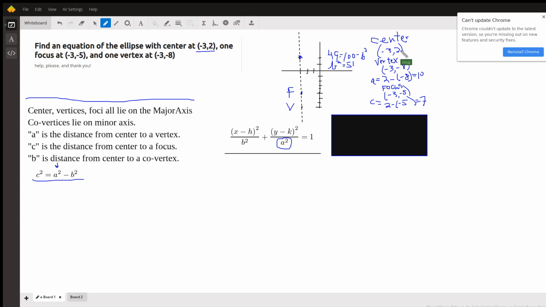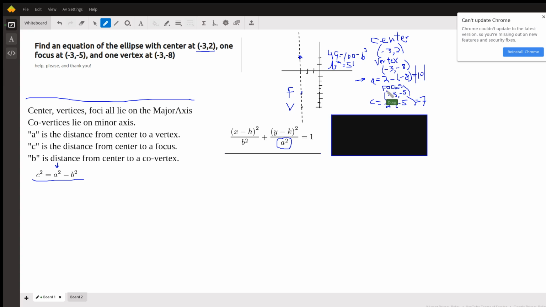So if the center is at (-3, 2) and a vertex is at (-3, -8), the distance from 2 to -8 can be calculated by 2 minus -8. You could just count squares, but there's the calculation for a. And if you happen to say -8 minus 2, you'd get -10. In that case, you'd want to use the absolute value.